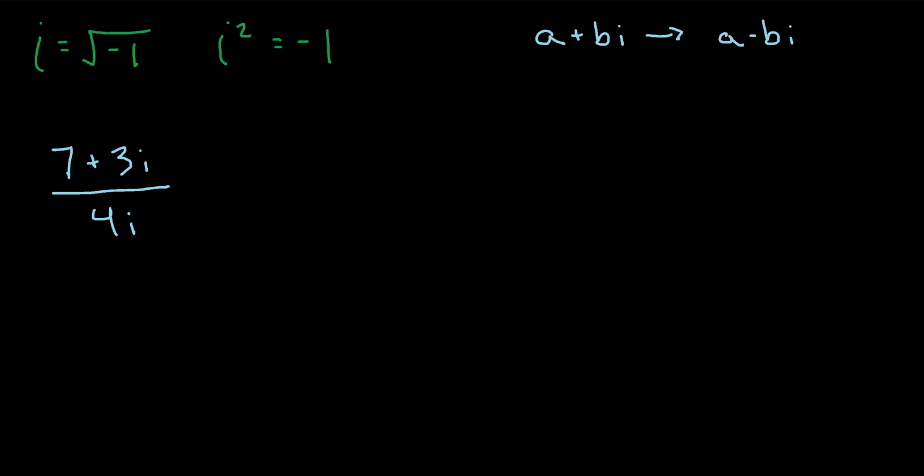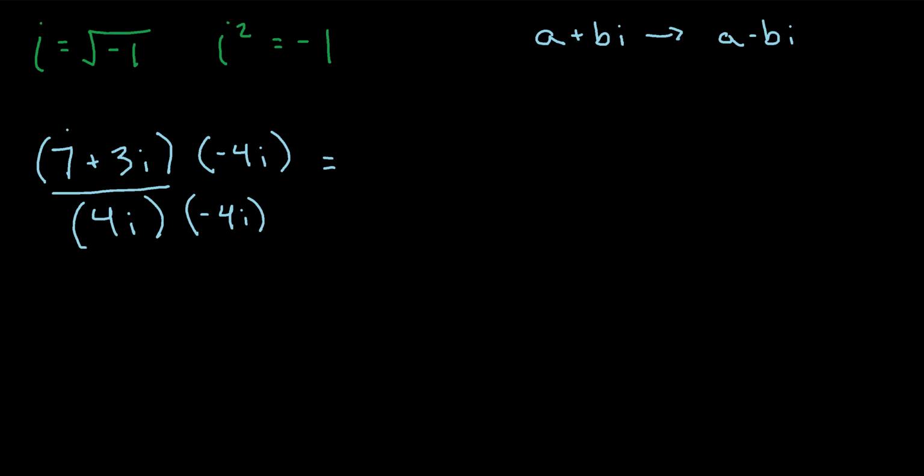All right, let's try another example. Let's say we have 7 plus 3i over 4i. So once again, we want to multiply the numerator and the denominator by the conjugate of the denominator. Remember, when we have a plus bi, the conjugate of that is a minus bi. In this case, the denominator doesn't have an a, so the bi is just 4i. So we would multiply by negative 4i. That's the conjugate. So let's multiply the numerator by negative 4i, and let's multiply the denominator by negative 4i.